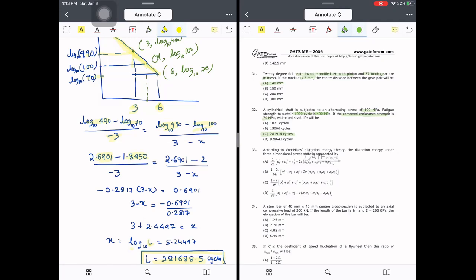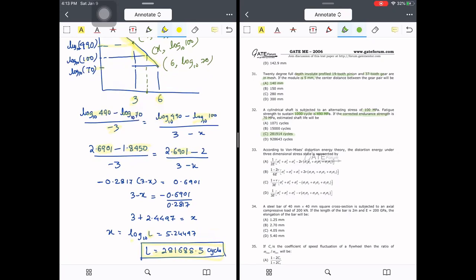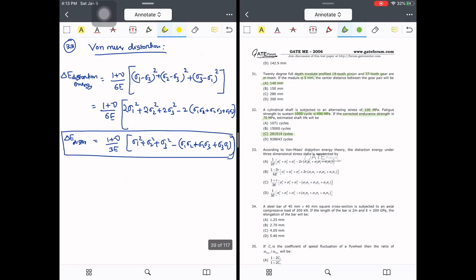Okay. Now question number 33. Whenever you come across these types of questions, especially in design, to calculate using interpolation, you take at least 4-digit decimal places, so that you can get a more accurate value, because you will get the cycles in terms of millions.